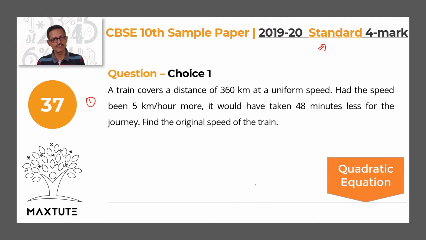Let's get started with the first one. A train covers a distance of 360 kilometers at a uniform speed. Had the speed been 5 kilometers per hour more, it would have taken 48 minutes less for the same distance. Find the original speed of the train.